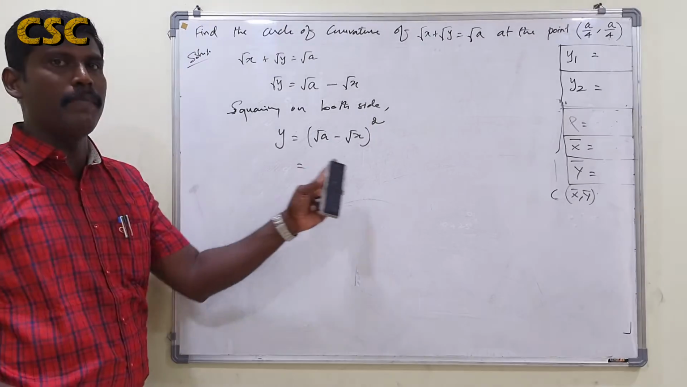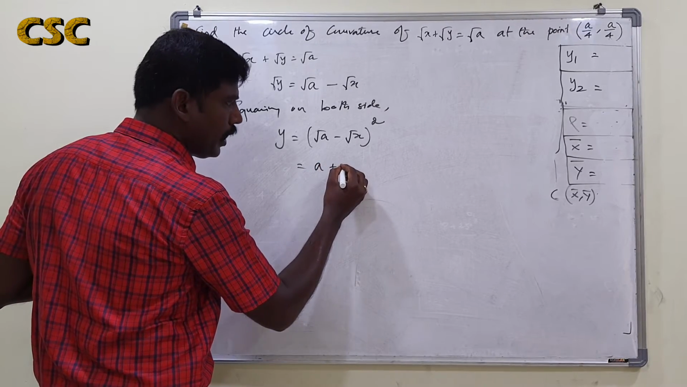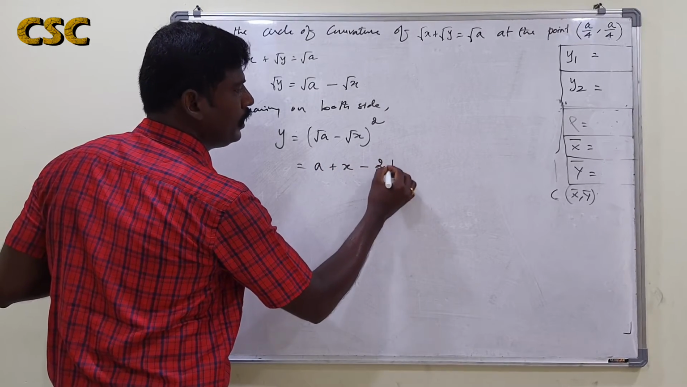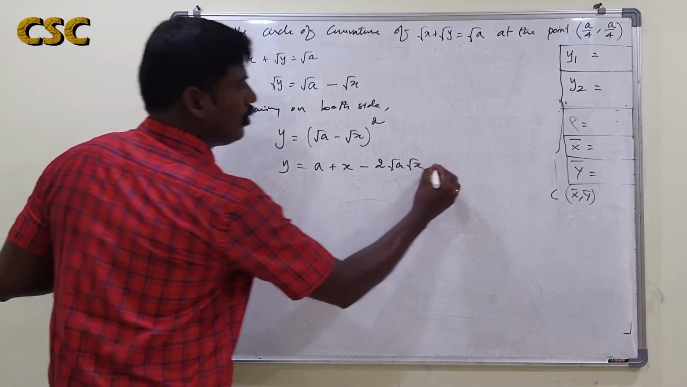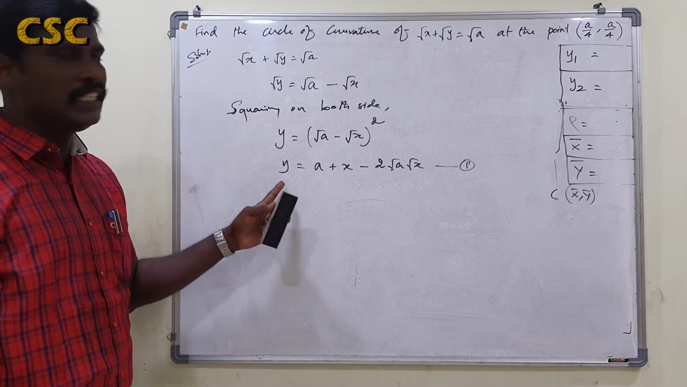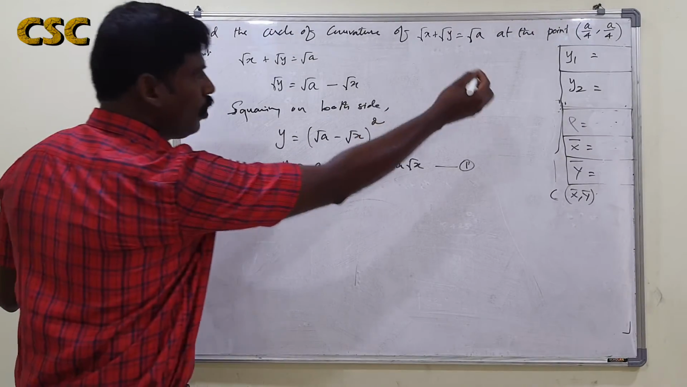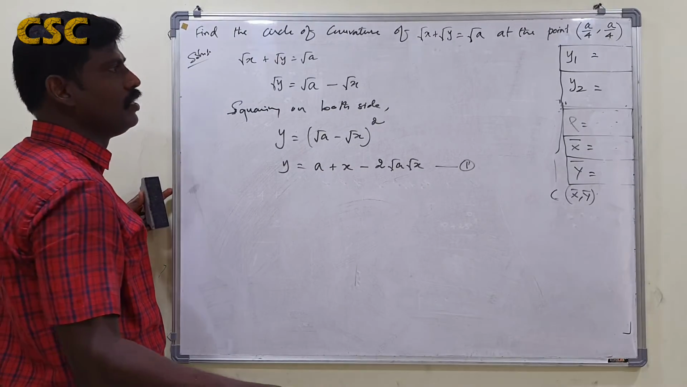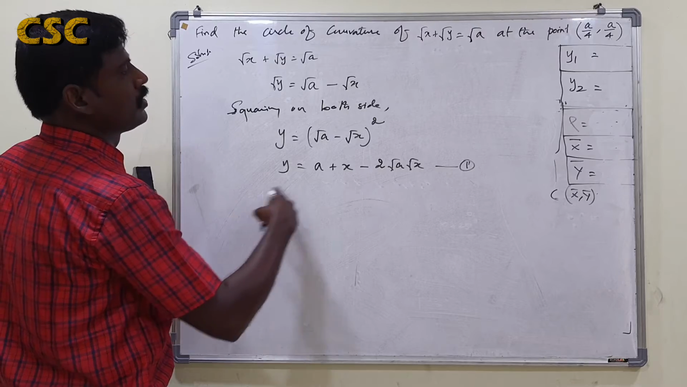Now it is of the form a minus b the whole square. What is a minus b the whole square? a square plus b square minus 2 into a into b. Now this is in the form of y equal to f of x. Now we can find y1 and y2 from this equation by differentiating with respect to x.